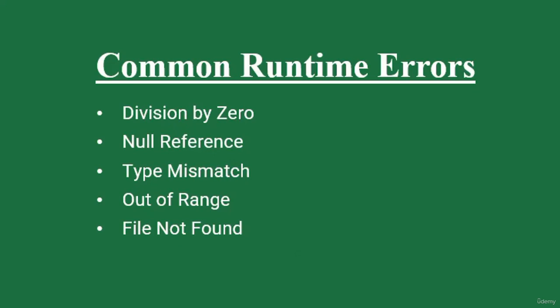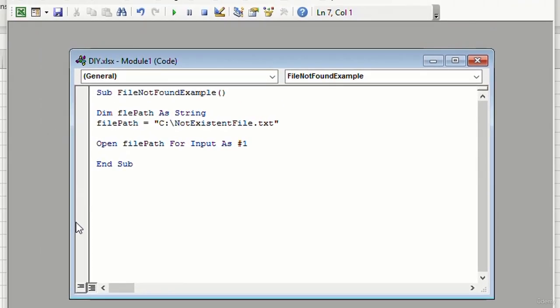And the last one is the file not found error. I'm very sure you have an idea of what this is going to be. This type of error occurs when attempting to open or access a file that does not exist in the specified location. In this example, we are trying to open a file at a specific path, but it does not exist. You can see nothing like this exists in my computer. So when the code executes the open statement, which is Open file For Input As #1, a runtime error 53, file not found, will occur.